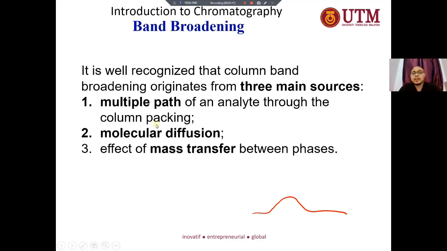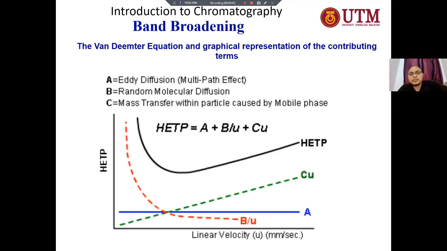Again, there are three main sources of band broadening or peak broadening. The first one is multiple path, the second one is molecular diffusion, and the third one is mass transfer. In the next slides, we will discuss in detail these three effects or sources of band broadening or peak broadening. Now let's look at the Van Deemter equation and graphical representation.